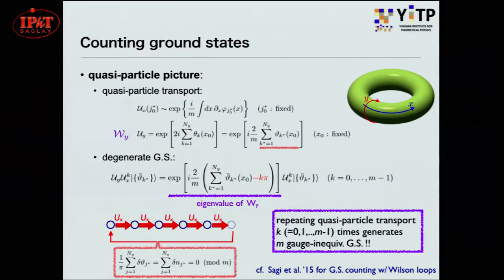So this is my state, and if you calculate the eigenvalue of Uy, we get this. This is the eigenvalue of the reference state with respect to this Uy. So we have a shift of minus k pi if you act with Ux to the k. This means if you repeatedly act with the Ux operator, the transport operator, you get a different ground state measured by this Wilson quasi-particle transport. And if you repeat this M times, by this gauge equivalency we get back to the starting point. So this is how we have an M-fold degenerate ground state.